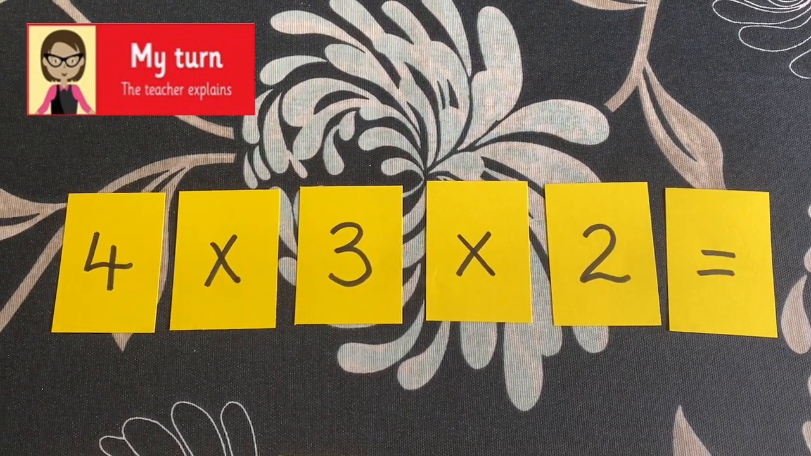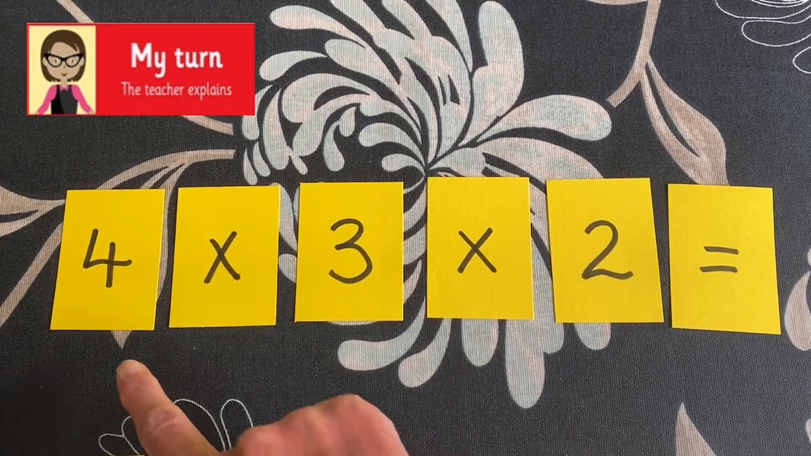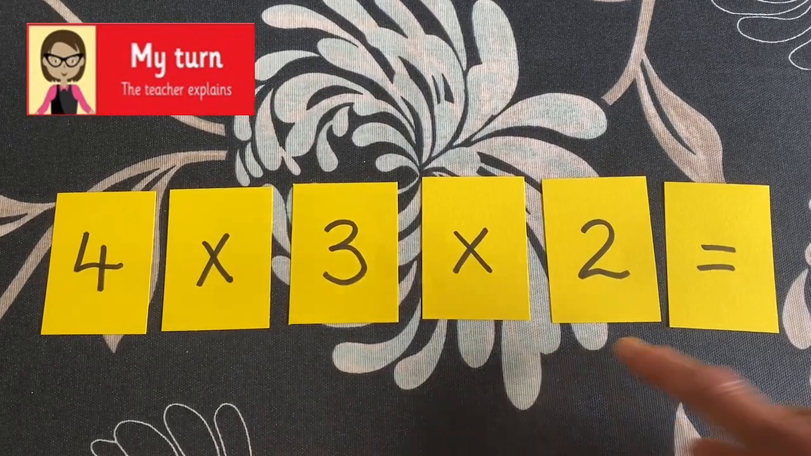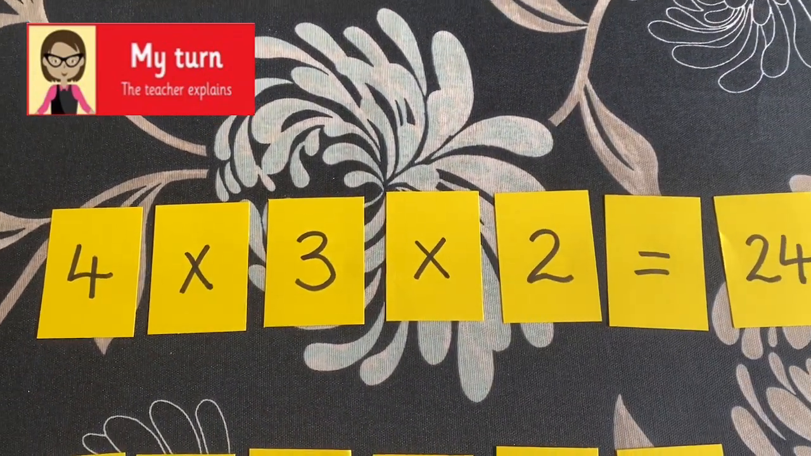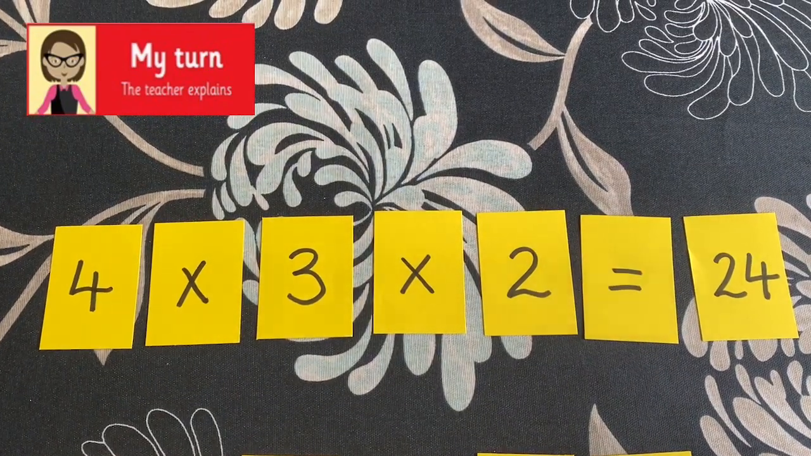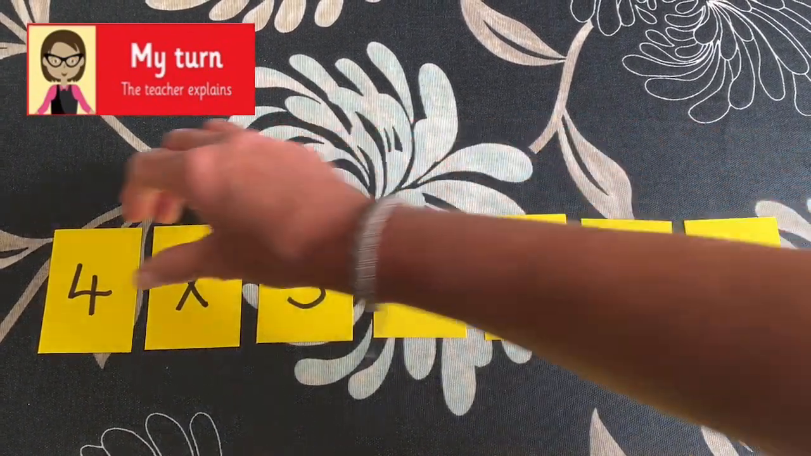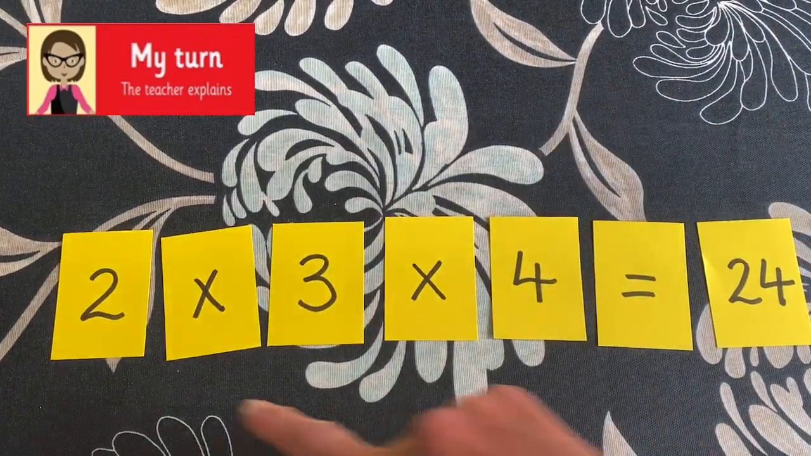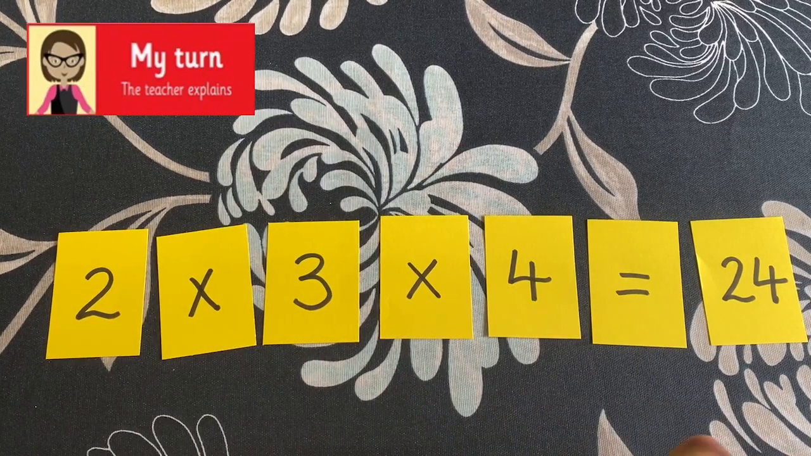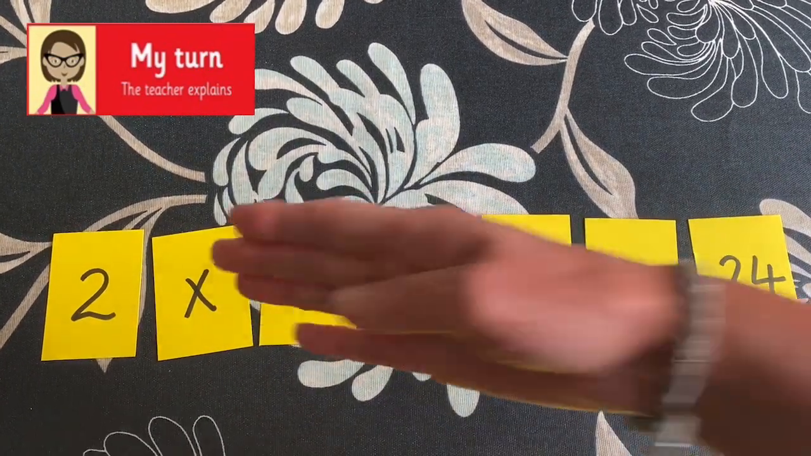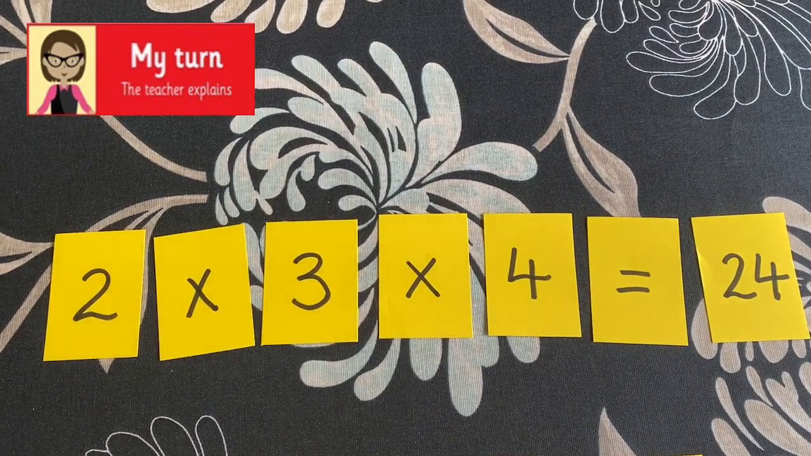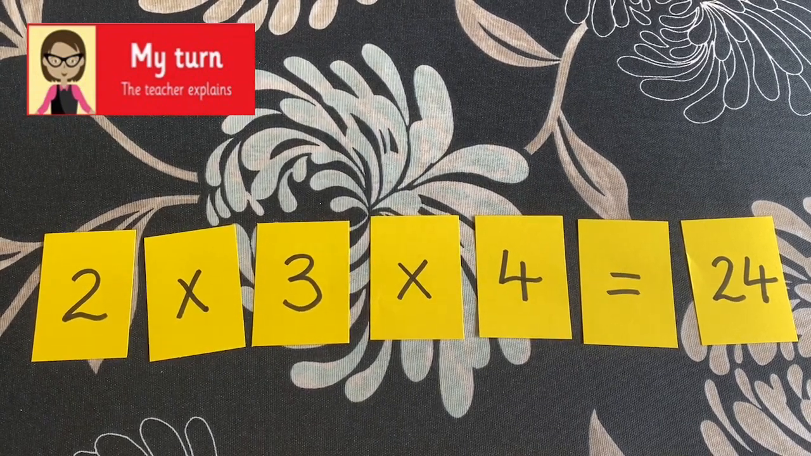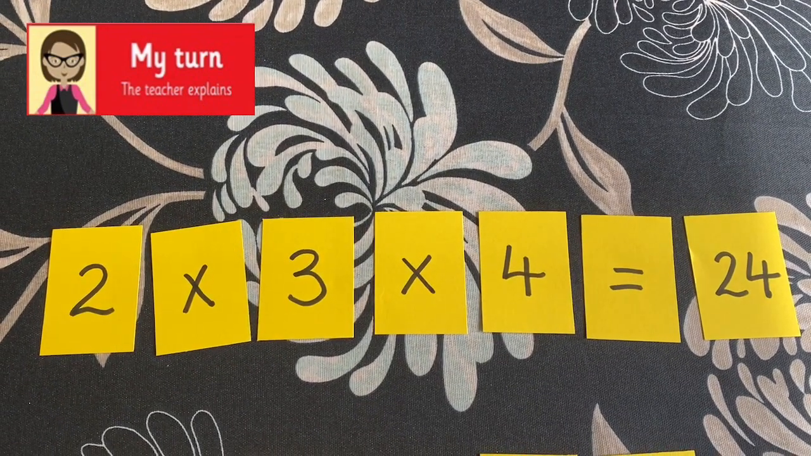So if I start off keeping my calculation in that order, we can do 4 times 3, which is 12, and then 12 times 2 is 24. You could, if you would prefer to, swap it round. You could do 2 times 3, which is 6, times 4, which is 24, 6 times 4 being 24. So when you're multiplying three numbers together, you can swap the numbers around, just as you can if you've got two numbers that you're multiplying together.